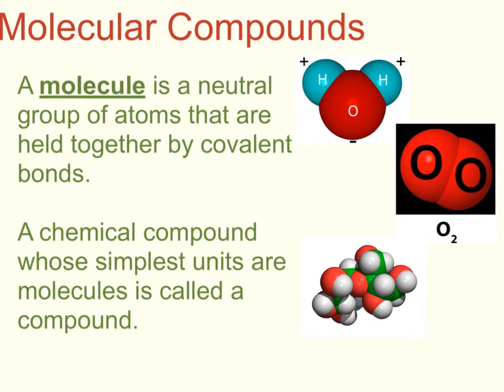So here in this diagram, you can see three different compounds. We have water, which is H2O. We have an oxygen molecule, which is O2. And then this is a sucrose molecule. You can see that the molecules are all held together. They're all covalent bonds because the electronegativities between the elements are such that it's a covalent bond. Also, we're dealing with nonmetals that are all being combined here. So that's why these are molecular compounds.